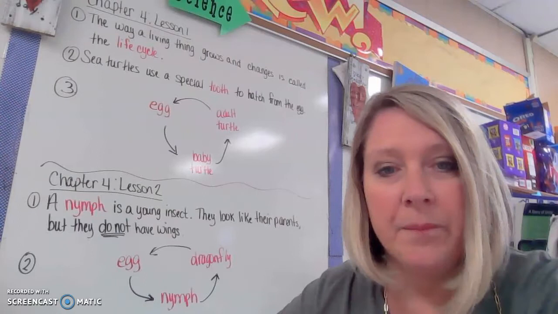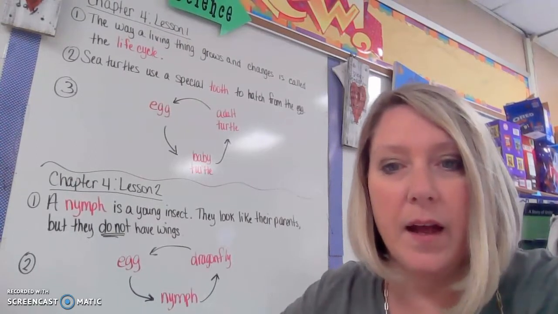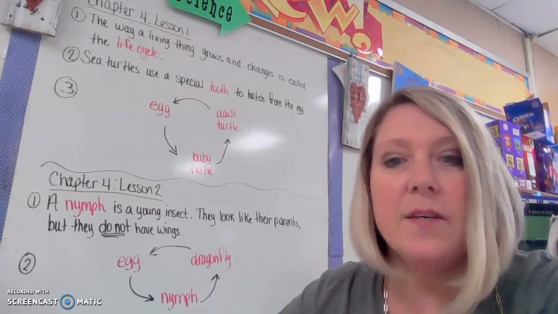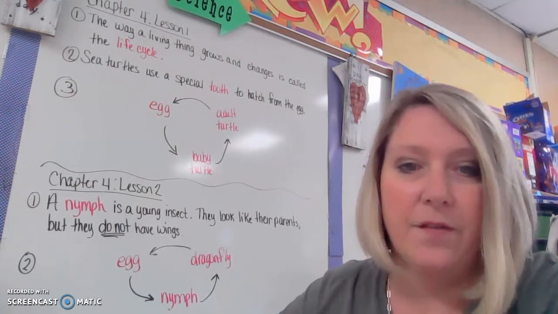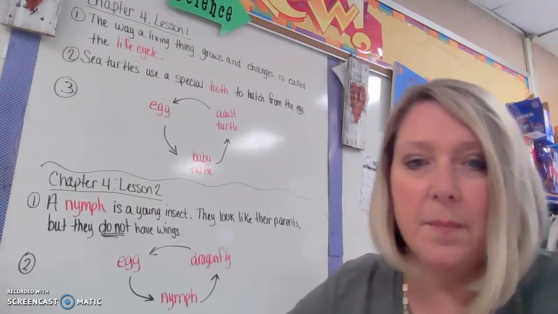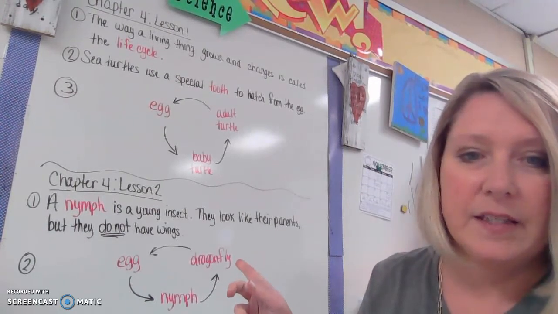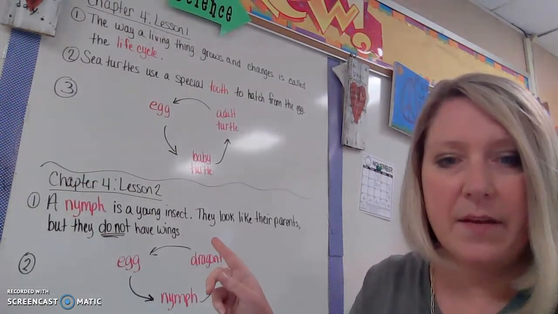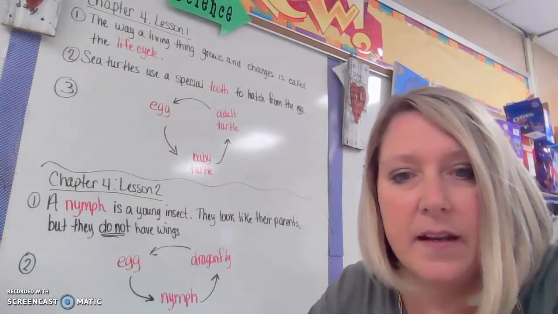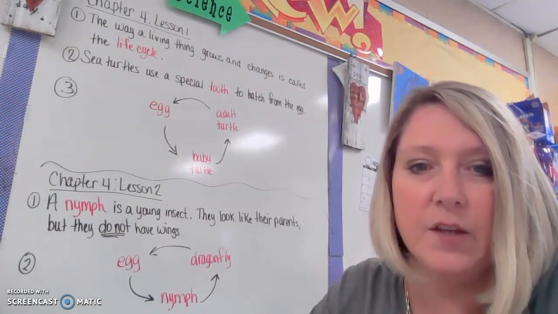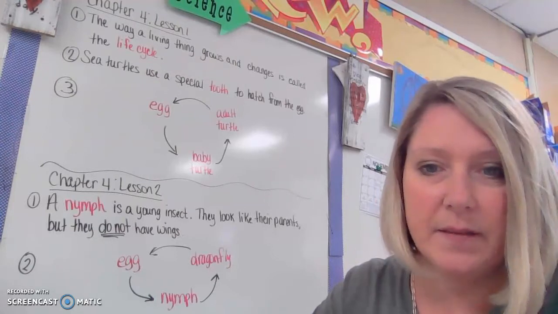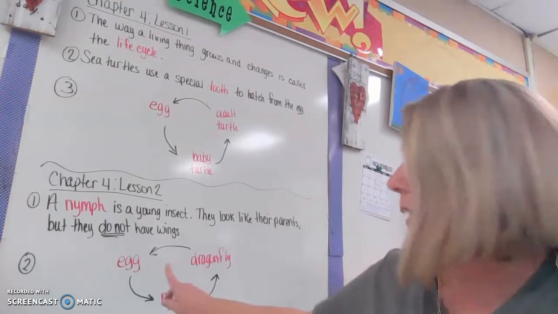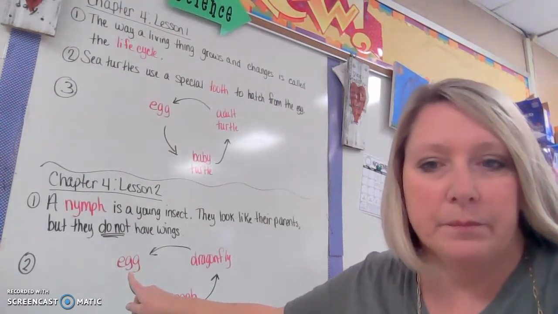But before we do that, I've got back here on the backboard some more notes that I've added for our lesson 2 lesson when we talked about the life cycle of a dragonfly. So if you look here on the bottom of the board, I've got lesson 2, and number 1, it says a nymph is a young insect. They look like their parents, but they do not have wings. Okay, remember nymph was a vocabulary word. And below it, you can see where I have the life cycle.